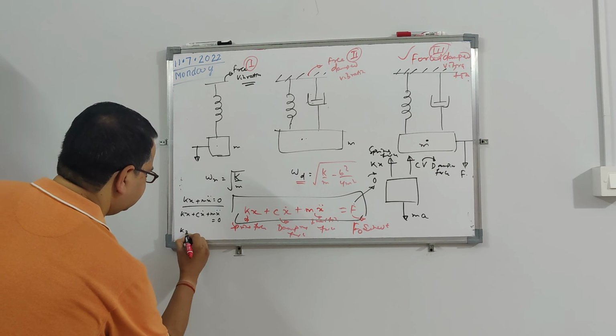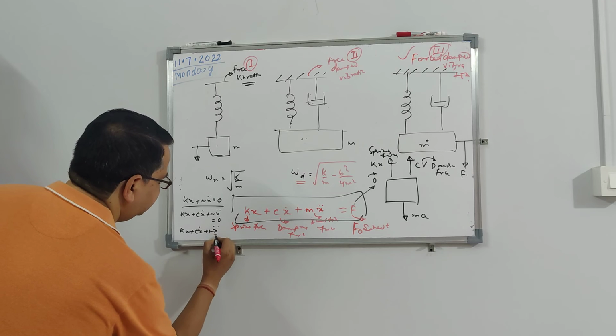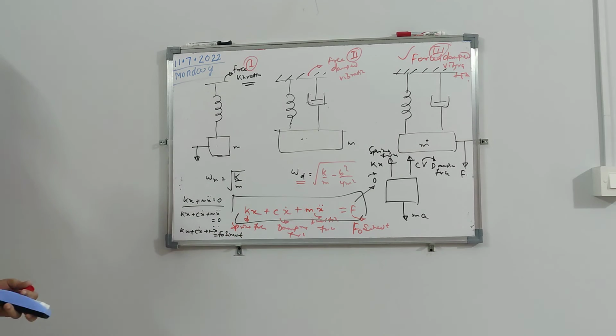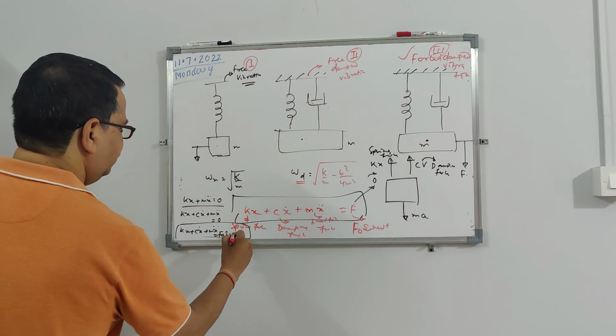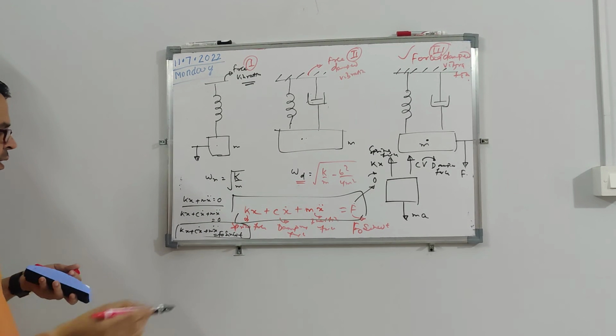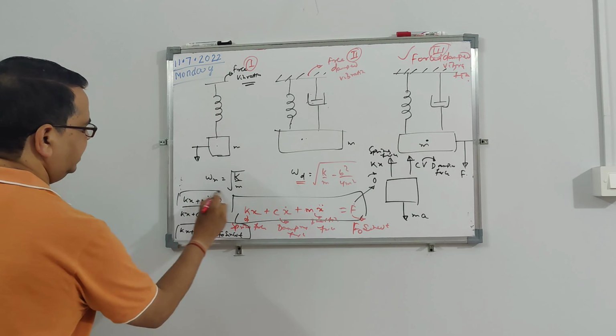And then kx plus c x dot plus m x double dot is equal to F0 sin omega t, or F, whatever. That is the forced damped vibration. So this is the most general one. You remove the force, it becomes free damped vibration. And if you remove the damping, it becomes a free vibration.